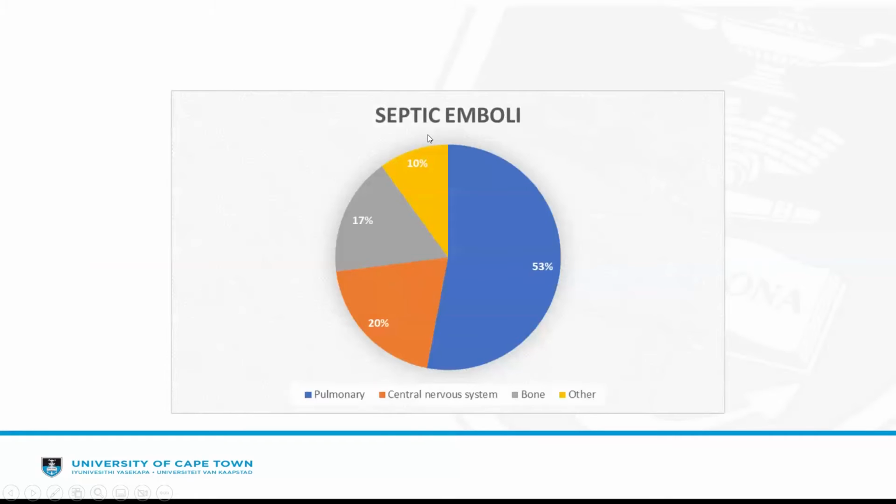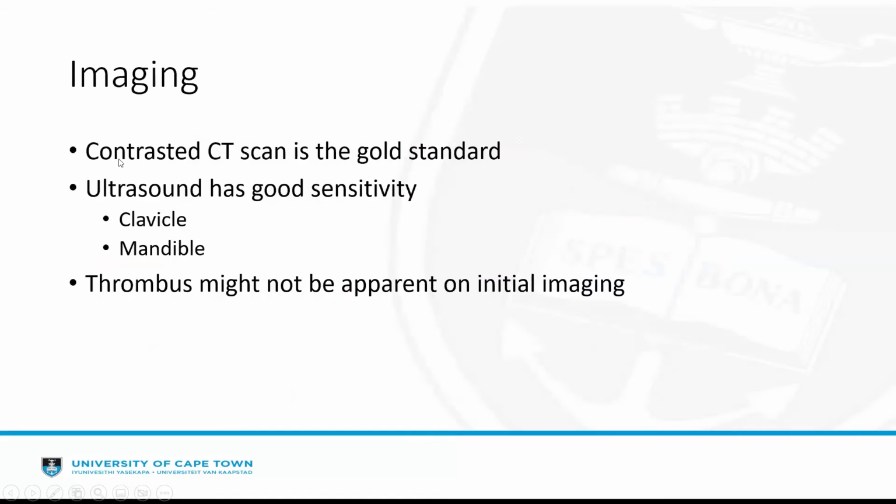Looking at septic emboli, majority, about 53%, will be pulmonary septic emboli, and then thrombus propagation with CNS involvement is seen in about 20%, and then about 17% of patients do have spread to the bone, and then other sites make up only 10%.